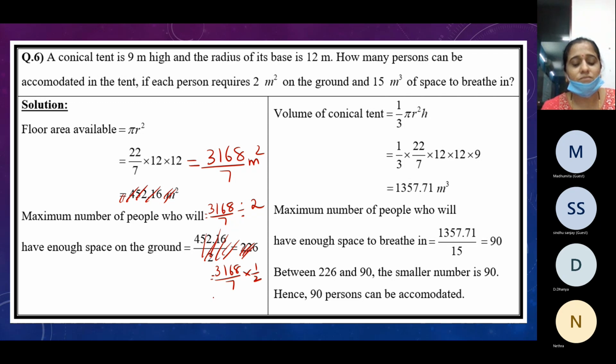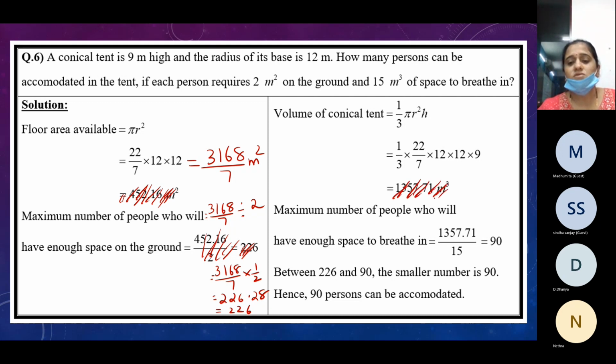Okay, so that will be 226.28, which is equal to 226. So what am I trying to say, children? Don't spend time finding the decimal value. Have it as a fraction itself. Then the fraction divided by 2. 226.28, so it goes on like that. So 226. Here also, don't find the decimal value.